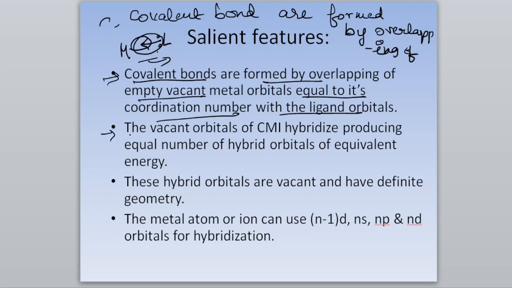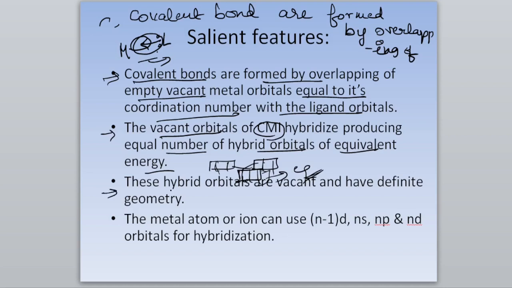And the second feature here is the vacant orbitals of the central metal ion hybridize, producing an equal number of hybrid orbitals of equivalent energy. See guys, if these are the central metal ion's vacant orbitals, they will combine and form hybrid orbitals of equivalent energy. This point explains this.